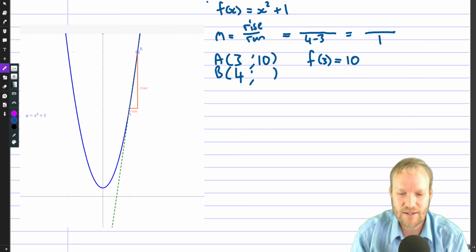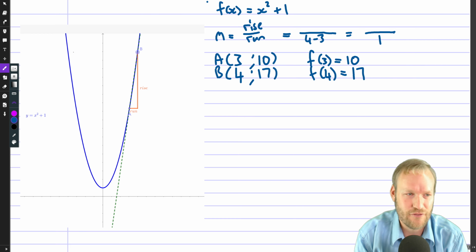We could do the same for the y value of B. We could just substitute in. We were 1 away, right? So it was 3 plus 1, which was 4, we already said that. So f of 4 is 4 squared plus 1, which is just 17. So now, to rise from 10 to 17 is to rise by 7.